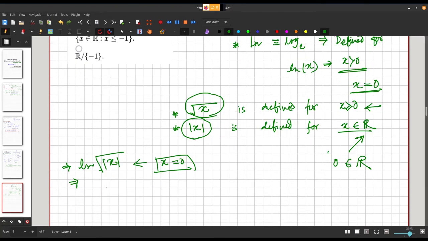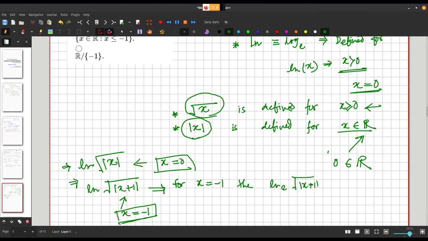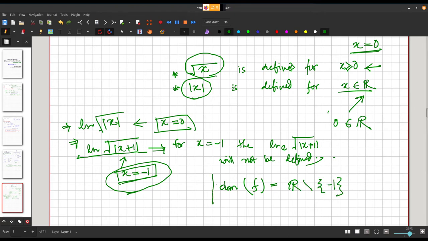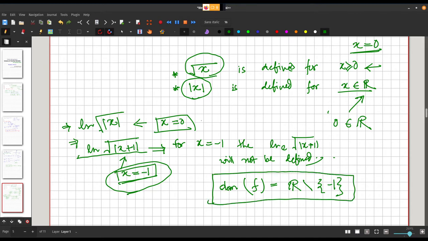Similarly, for mod of x plus 1, the term under the square root will be equal to 0 for x equal to minus 1. It will not be defined. So for this function the domain cannot contain the point x equal to minus 1. So what will be the domain then? It will be all of R but the point minus 1. So this is not defined.